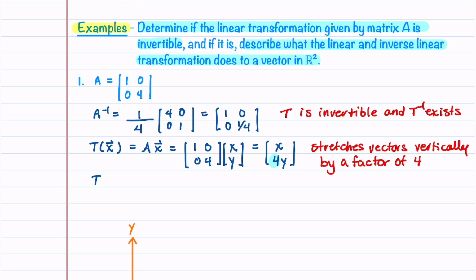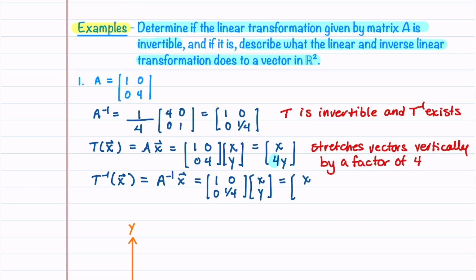Let's now see what our inverse linear transformation does to a vector x. We have T inverse of x is equal to A inverse times x. Our A inverse we just found, it's 1, 0, 0, 1 quarter. We're going to multiply that by x, y, and we get the vector x, 1 quarter y. This transformation shrinks vectors vertically by a factor of 1 quarter.